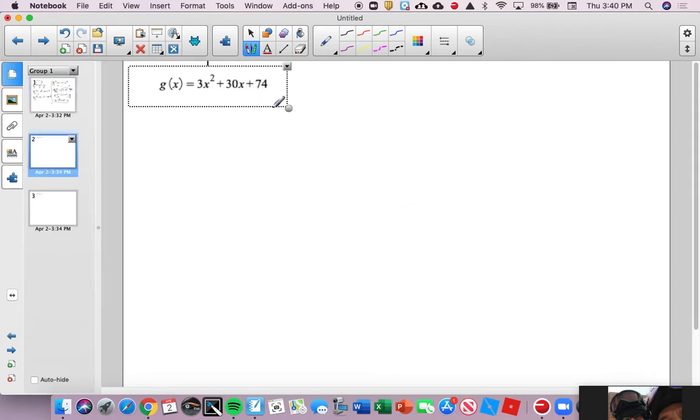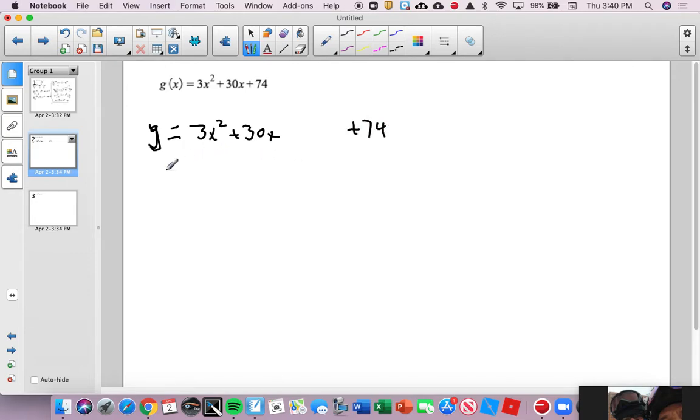This time, I'm going to do the scooch method. Okay, so I'm just going to use y for now, and then I'll put the g of x in at the end. So I've got 3x squared, and I'm going to start by just scooting this over here. Okay. Then I'm going to factor the 3 out of both of these.